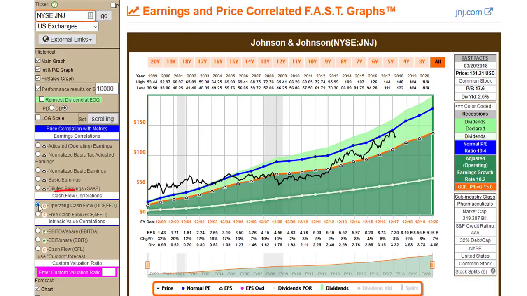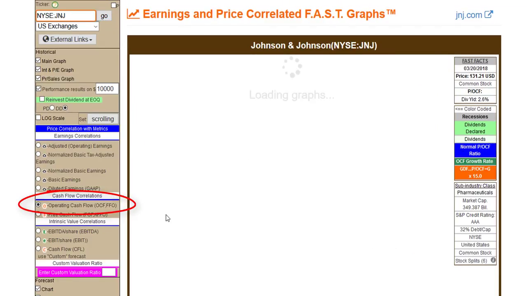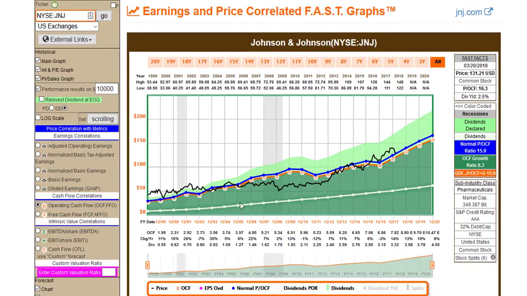Now you can accomplish the same thing by using any of these other metrics here. Here I'm going to use operating cash flow. And all of these are designed to help you determine whether or not the valuation of any company you're analyzing makes sense. We also have the dividend yield, and you can see that the dividend yields are highest when the price is lowest or the valuation is lowest. So again, these are all valuation references that FastGraphs provides our subscribers.